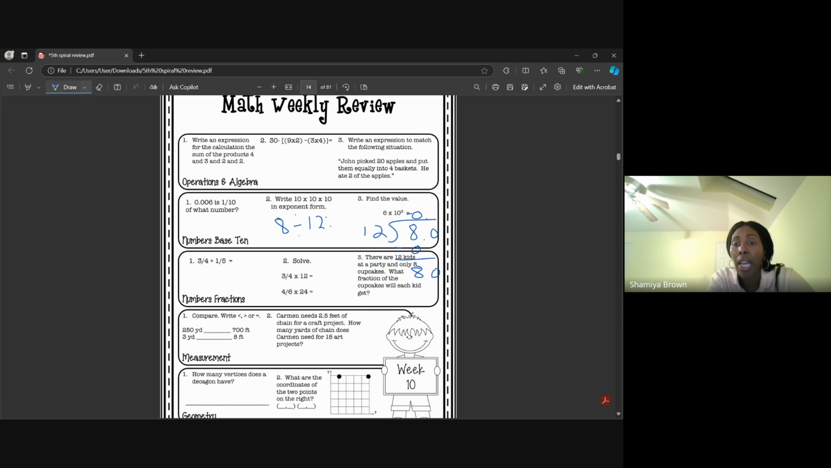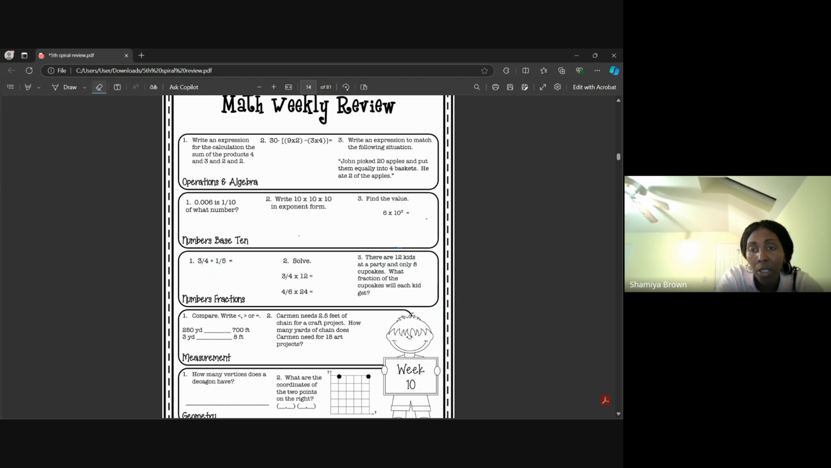So 12 can go into 80 how many times? So I know 12 times 6 is 72, 12 times 5 is 60, 12 times 7 is 84, and 12 times 8 is 96. So it has to be 7. 7 times 12 is 72. Subtract that, I get 8. 12 can't go into 8. Well, okay.